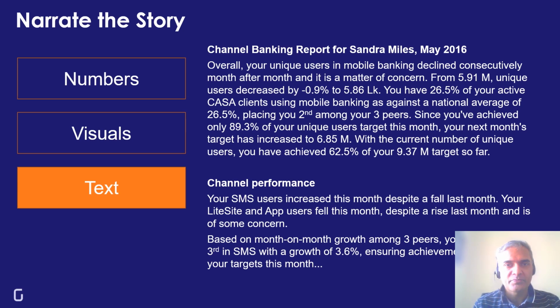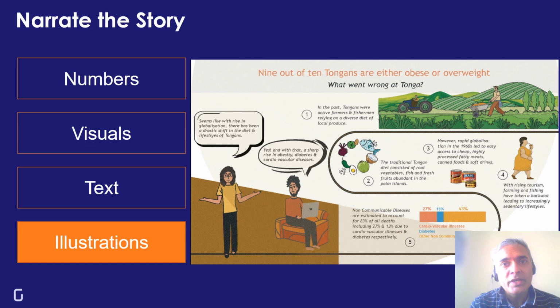and through visuals. Yet another way of narrating stories is through illustrations, and you're all familiar with comic books. Comic stories are how most of us started getting into fiction. This too can be applied to data. This visual is a comic story that talks about what went wrong at Tonga, where 90% of the Tongans are obese or overweight, and it takes data and communicates it as a comic story.